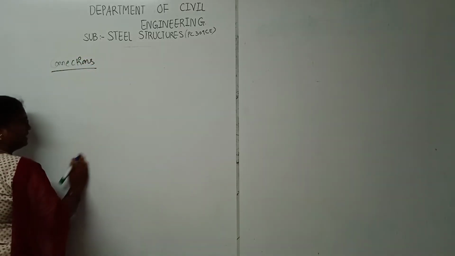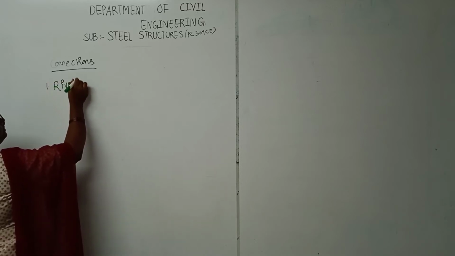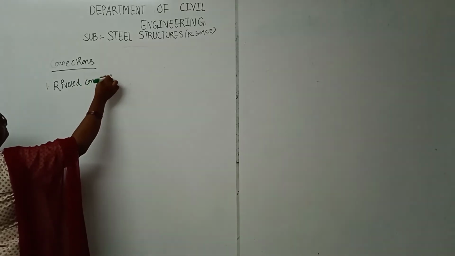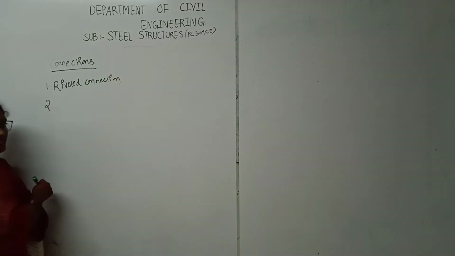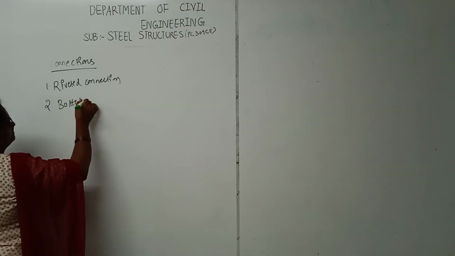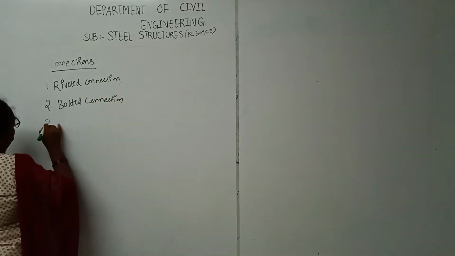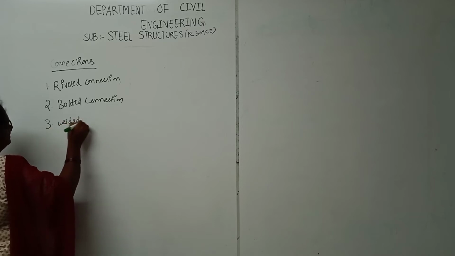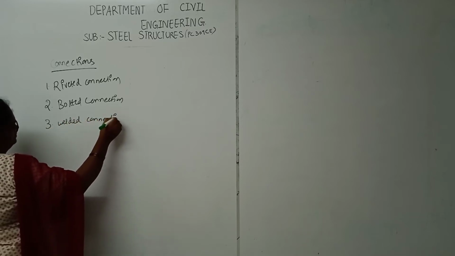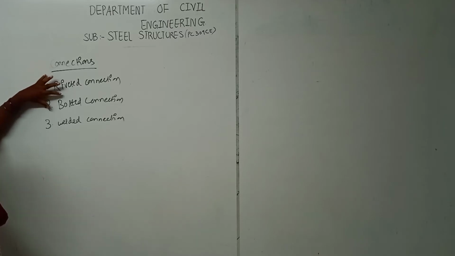You have 3 types of connections in the market. First one is the riveted connection. Second one is the bolted connection. Third one is the welded connection. Nowadays riveted connection is not followed that much in the market, so we will be mostly going with the bolted connection and the welded connection.